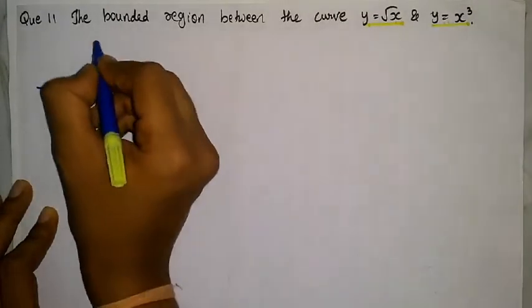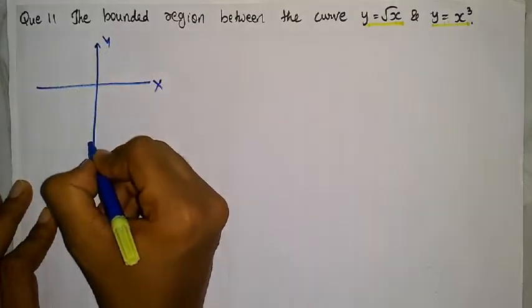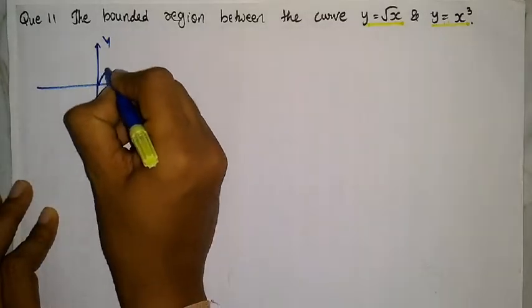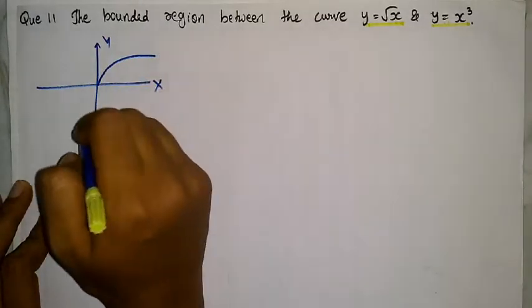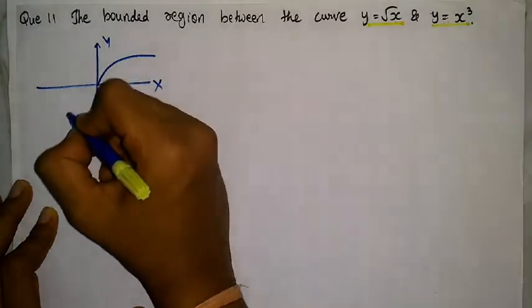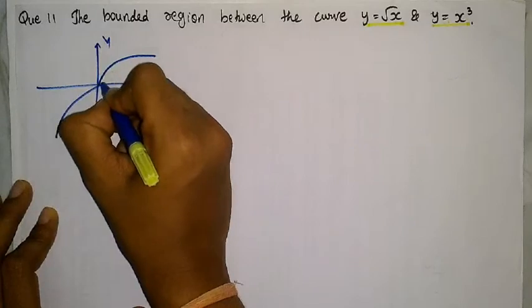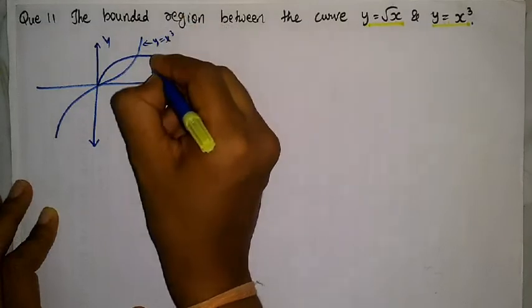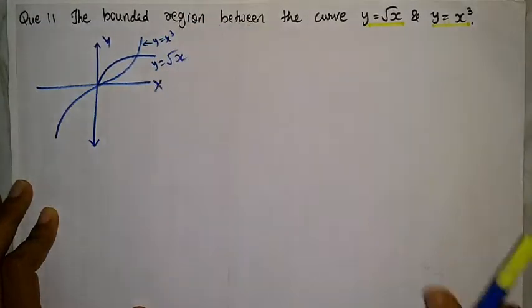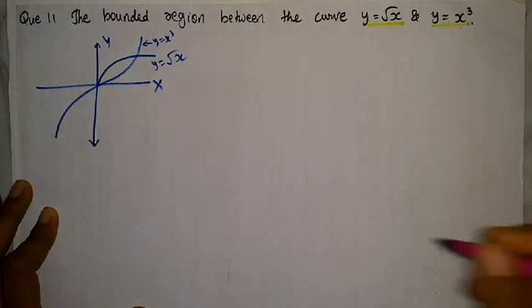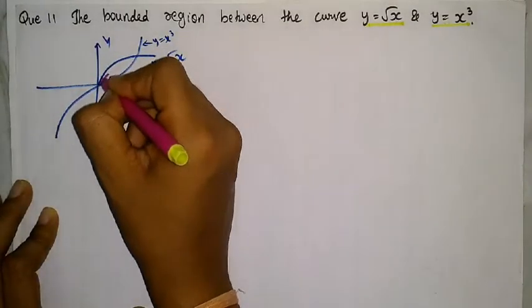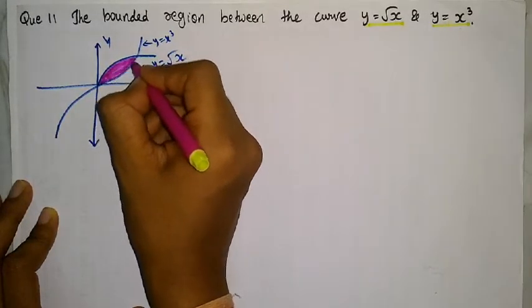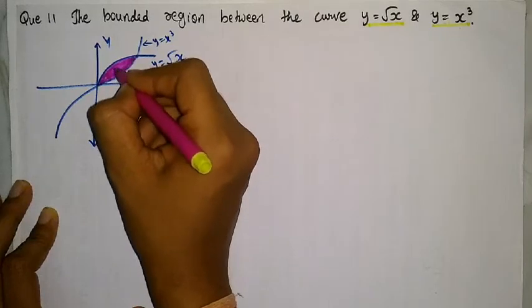This is the x-axis, this is the y-axis, and we are given the curve y is equal to root x. The curve is like this. We are given another curve, y is equal to x cube, which is like this. Now we have to find the region bounded by these two curves. We can clearly see the bounded region is this one.